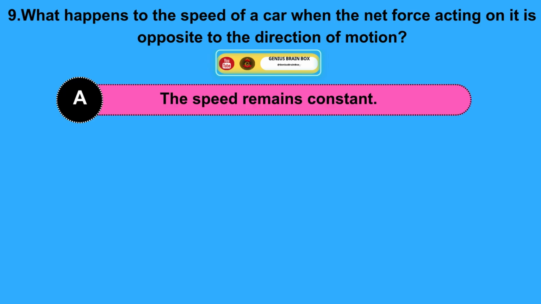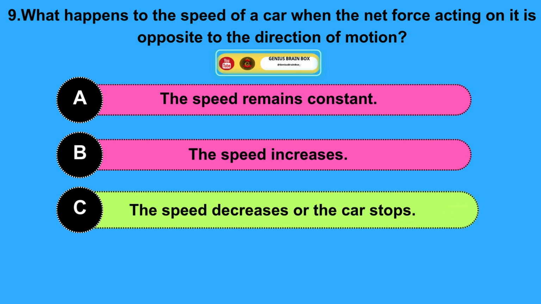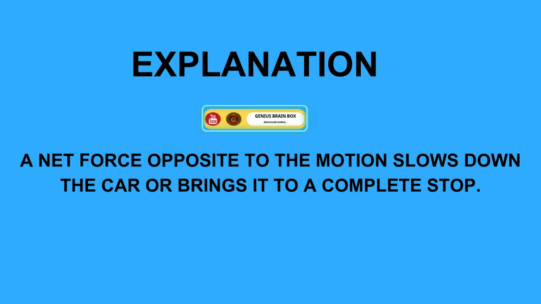What happens to the speed of a car when the net force acting on it is opposite to the direction of motion? Option A. The speed remains constant. Option B. The speed increases. Option C. The speed decreases or the car stops. Correct answer is C. Explanation is a net force opposite to the motion slows down the car or brings it to a complete stop.